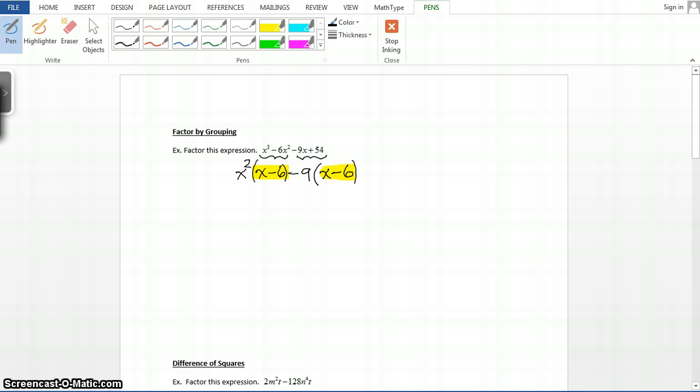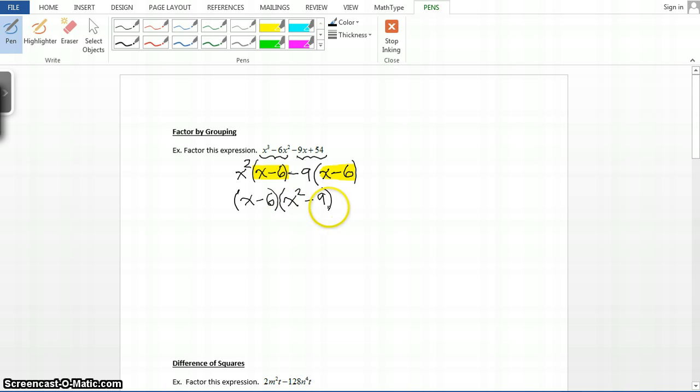And what we're going to do is pull out that common x minus 6. We want to pull it out front, so we'll have x minus 6 directly next to it. You open your set of parentheses and write down what's left over. There's an x squared here and a minus 9 there. Now, we're not quite done.